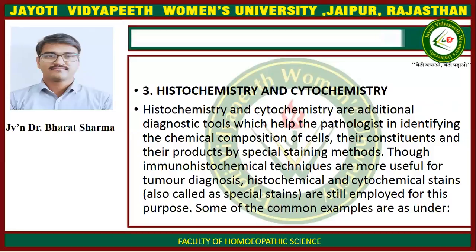Third is histochemistry and cytochemistry. Histochemistry and cytochemistry are additional diagnostic tools which help the pathologist in identifying the chemical composition of cells and their constituents and their products by special staining methods. Though immunohistochemical techniques are more useful for tumor diagnosis, histochemical and cytochemical stains are still employed for these purposes.